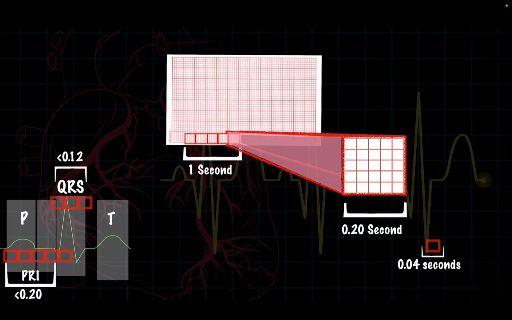So quick recap, we understand what the P wave is. It's electricity that starts in the SA node that travels through the atria. The PRI, or that flat segment after the P wave, is where that AV node is holding that electricity, and the QRS complex is the electricity traveling through the ventricles.